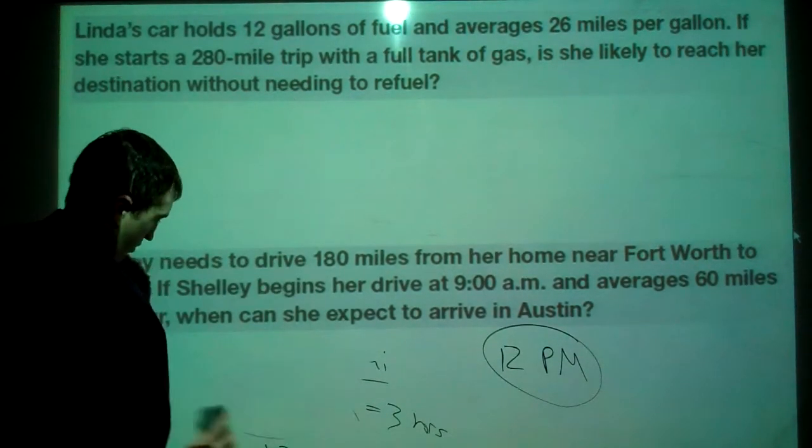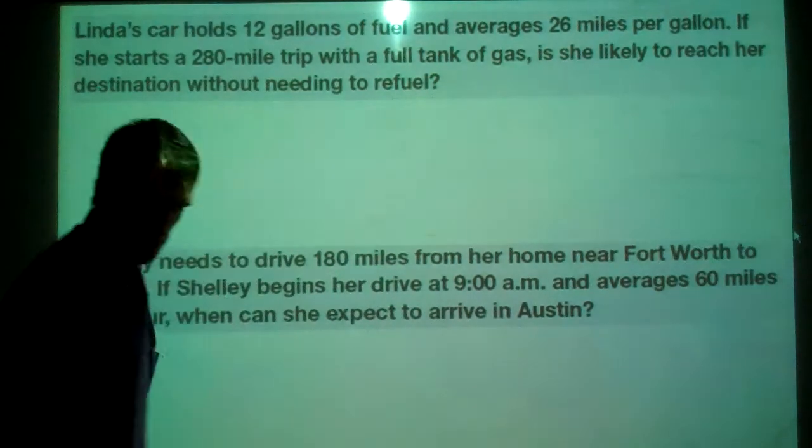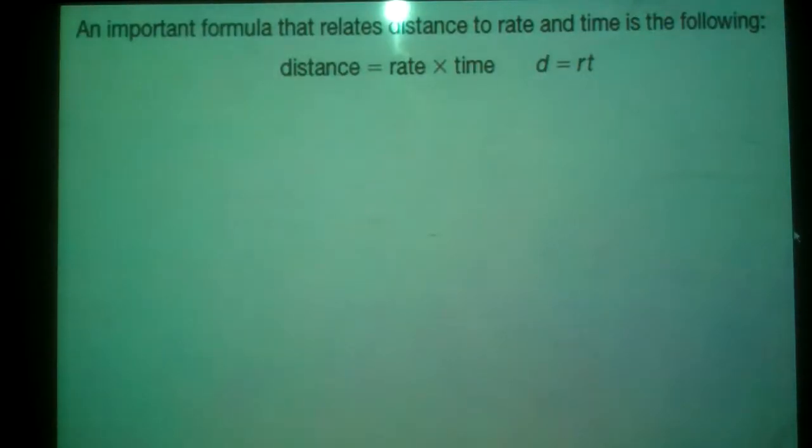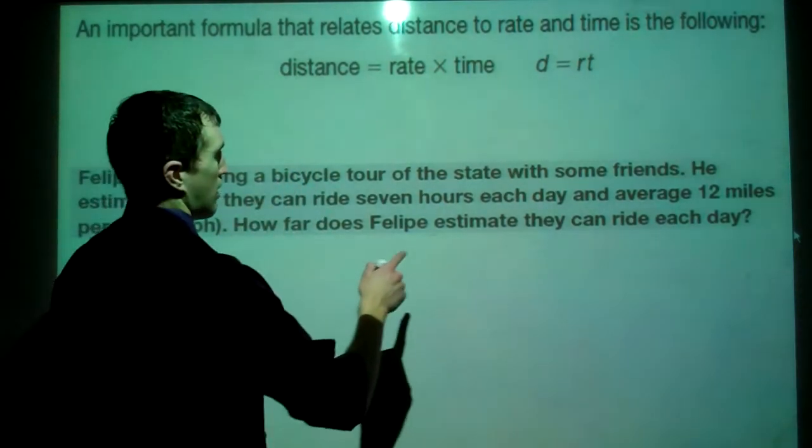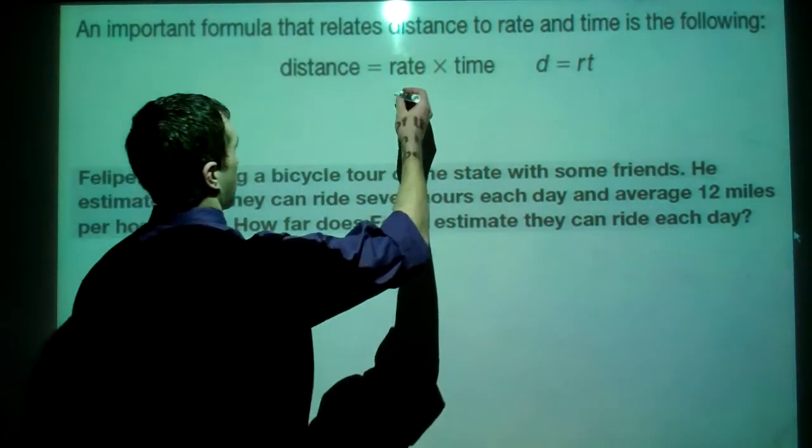I think we've got one more, which I'll cover real quick, and then we're going to be done. Alright, an important formula that relates distance, rate, and time is the following. Distance equals rate times time. So, if we estimate that these riders can ride 7 hours each day and average 12 miles per hour, how far does Felipe estimate they will ride each day? Well, we just fill in what we have here. 12 miles per hour, that's right here.